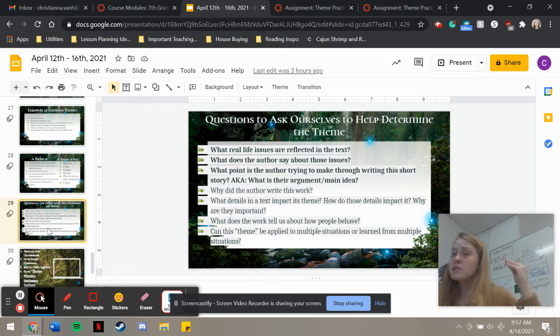So figuring out some of these topics can be helpful for us when trying to decide what the actual lesson or theme is. All right. And then after we've identified some of those issues, what is the author trying to teach or say about those issues? Are they saying that loss is something that's easy to get over? Are they saying that loss takes time to heal from, especially when you lose someone or something important to you? What is the author trying to imply about these things?